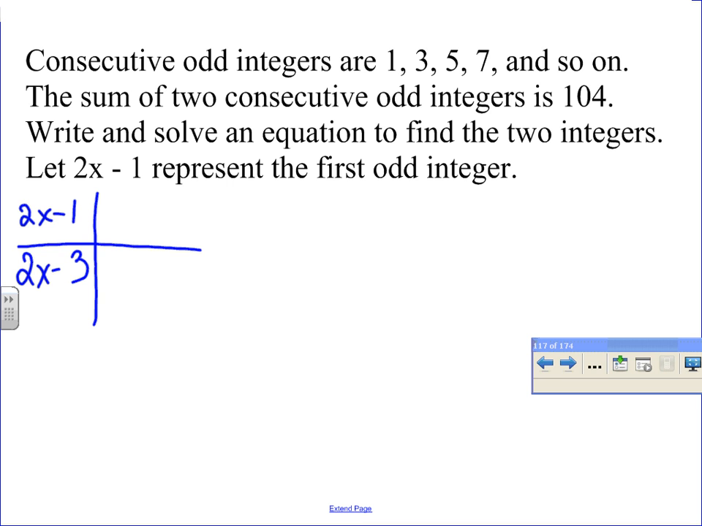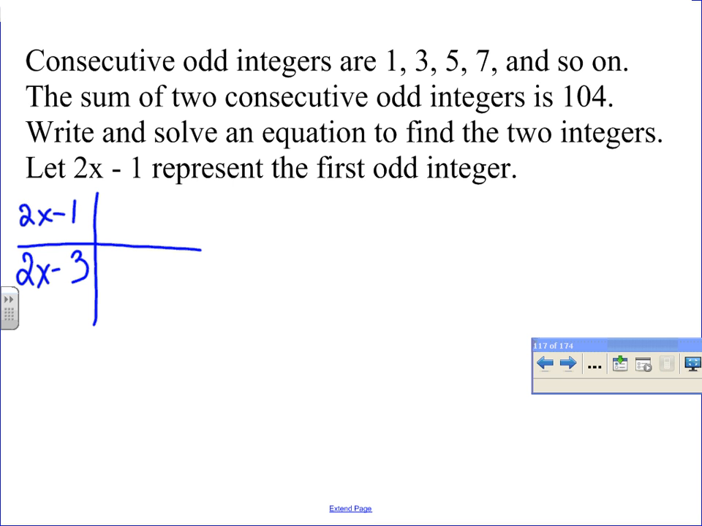Awesome. 2 times anything is even, so if we subtract 1 from it, it's going to be odd. If we subtract 3 from it, it's going to be odd. If we subtract 7 from it, it's going to be odd. We could keep going. So both of these represent odd integers. You could also use, like Charles said, 2x plus 1. That's odd. 2x plus 3. That's odd. So there's a lot of expressions you could use to represent an odd integer.